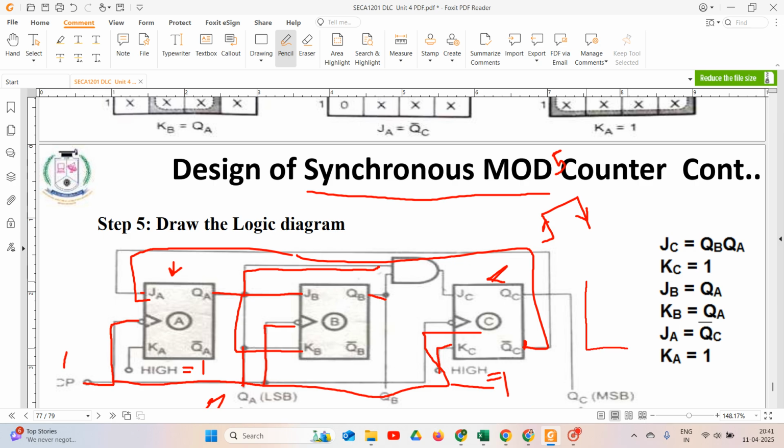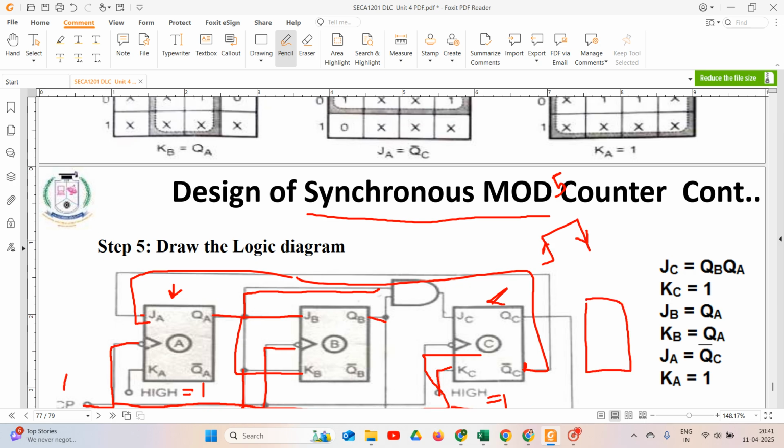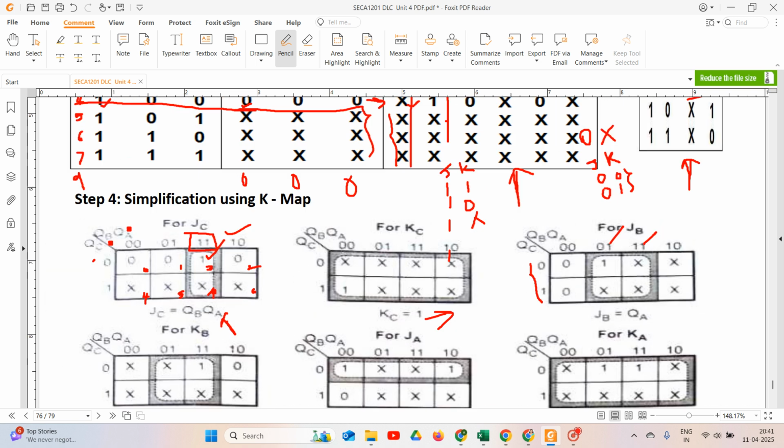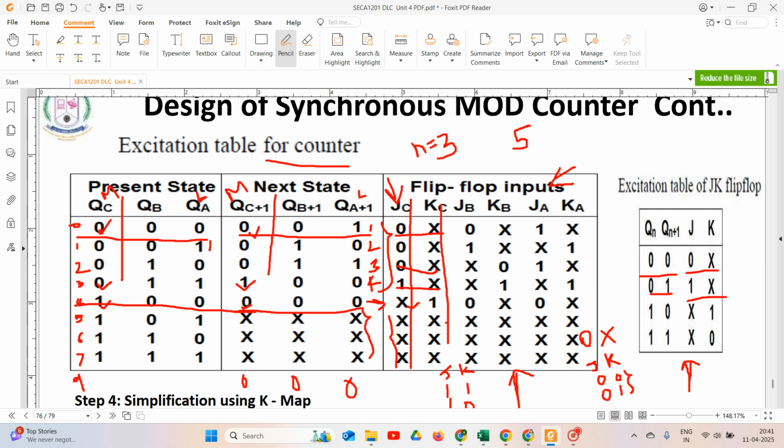So for that, in order to find out JD, here your excitation table changes. Here you will get QD and QD plus 1, right? The JD and KD input conditions vary from 0 to 9. So based on that, your JD and KD input conditions also vary. I hope you are able to understand. Thank you.